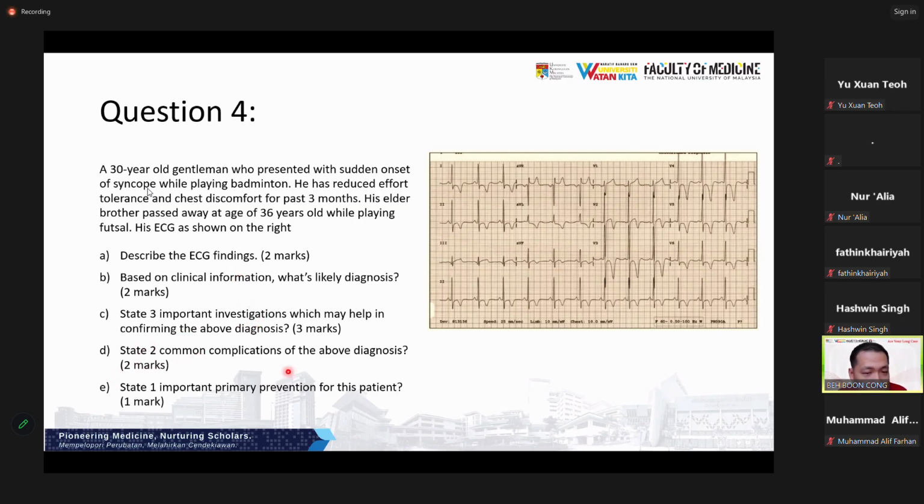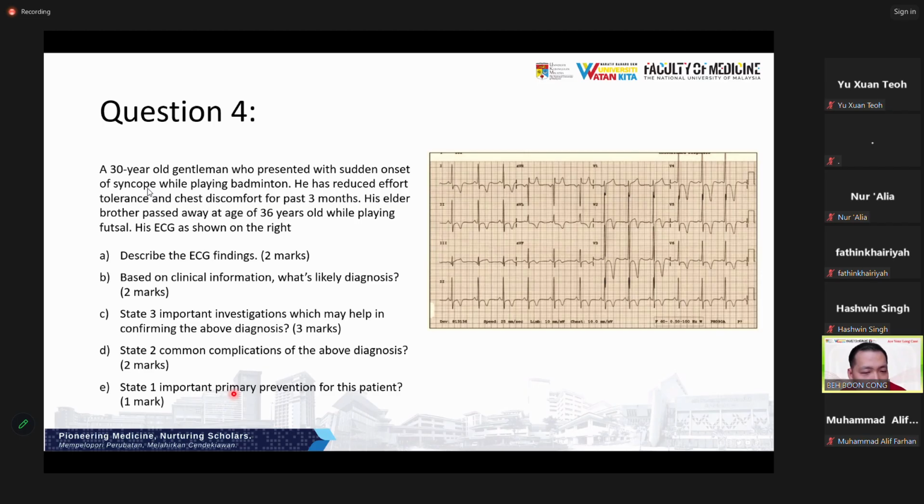Okay. So two common complications. What common complications can hypertrophic cardiomyopathy cause? Sudden cardiac death, right? Already got the answer, his brother already passed away. So sudden cardiac death. One more. Remember the calculator? I told you there's one thing there. The patient gets arrhythmia, usually VT or VF. Okay, so sudden cardiac death and ventricular arrhythmia.